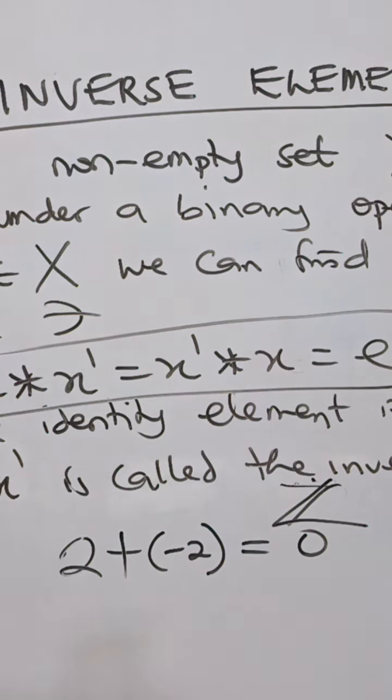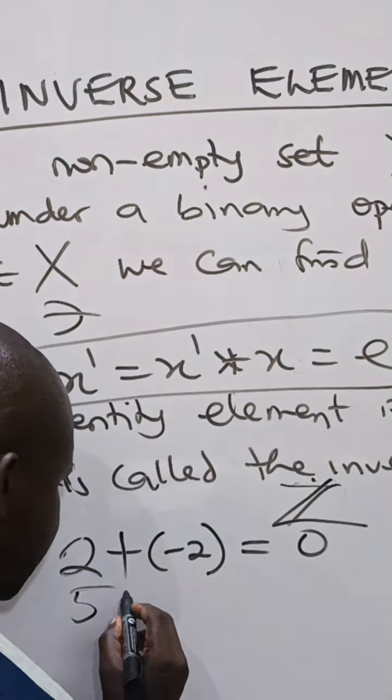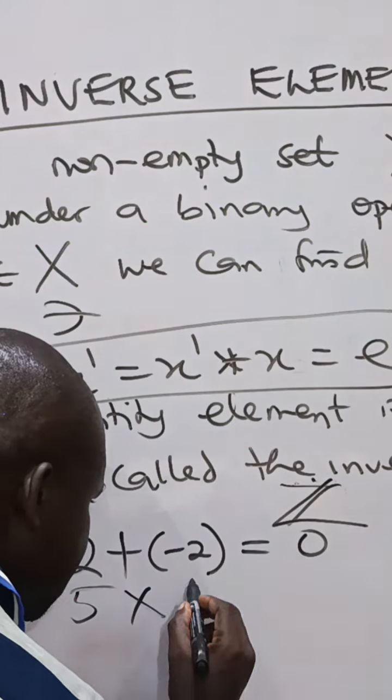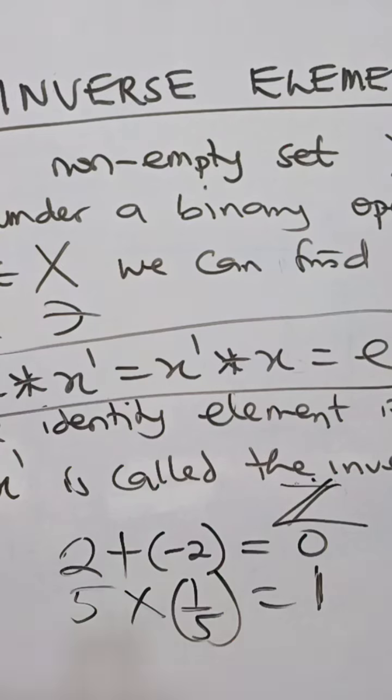For multiplication, we said the identity element for addition is 0. So if this is multiplication now, we talk about maybe 5 times, then what we are going to have here is 1 over 5 to be able to get 1, because 1 is the identity element under multiplication, while 0 is the identity element under addition. So the element that we are going to use to relate with that particular element, in order to get the identity element, is called the inverse element.